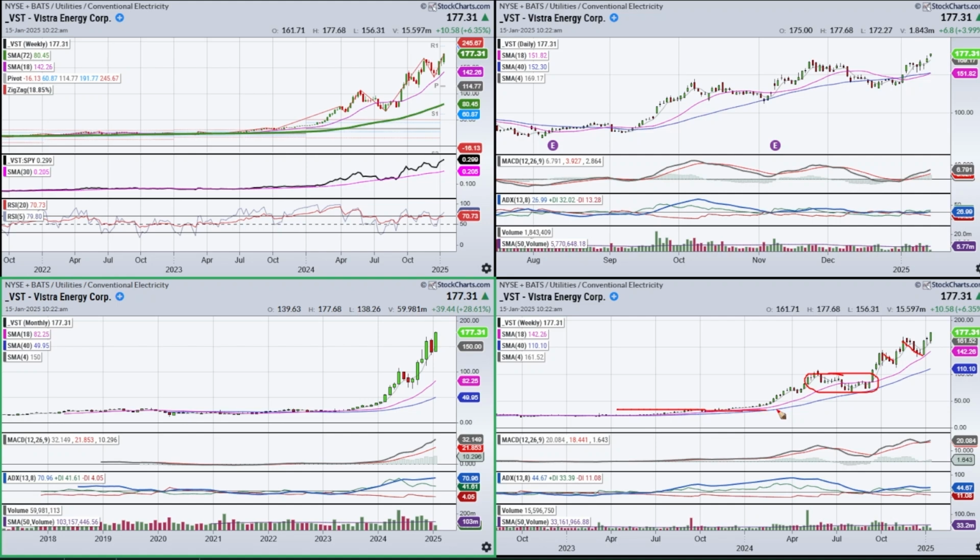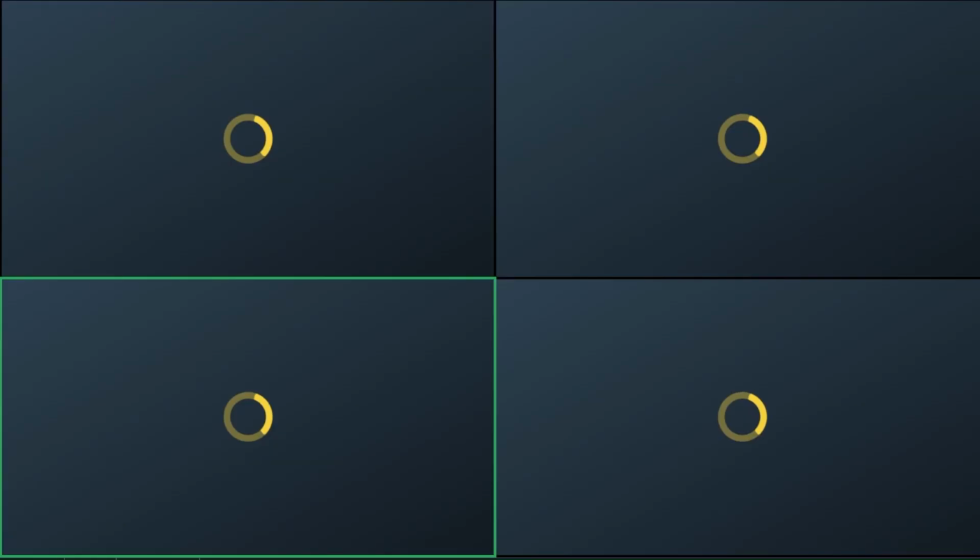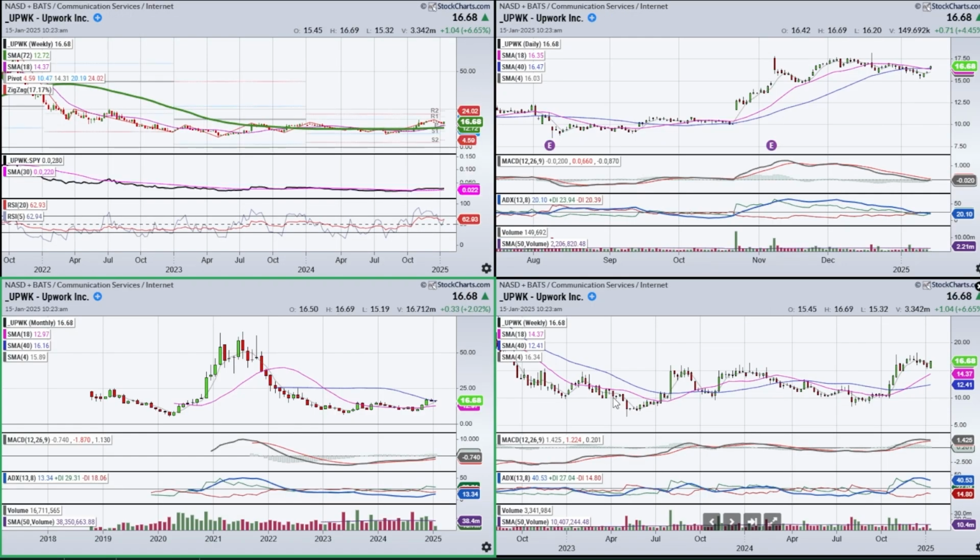Now, it might be emerging out of a basing pattern, and then you get two bull flags, but just play the first two, and then I think you're going to be a little bit safer. All right, let's look at this Upwork.